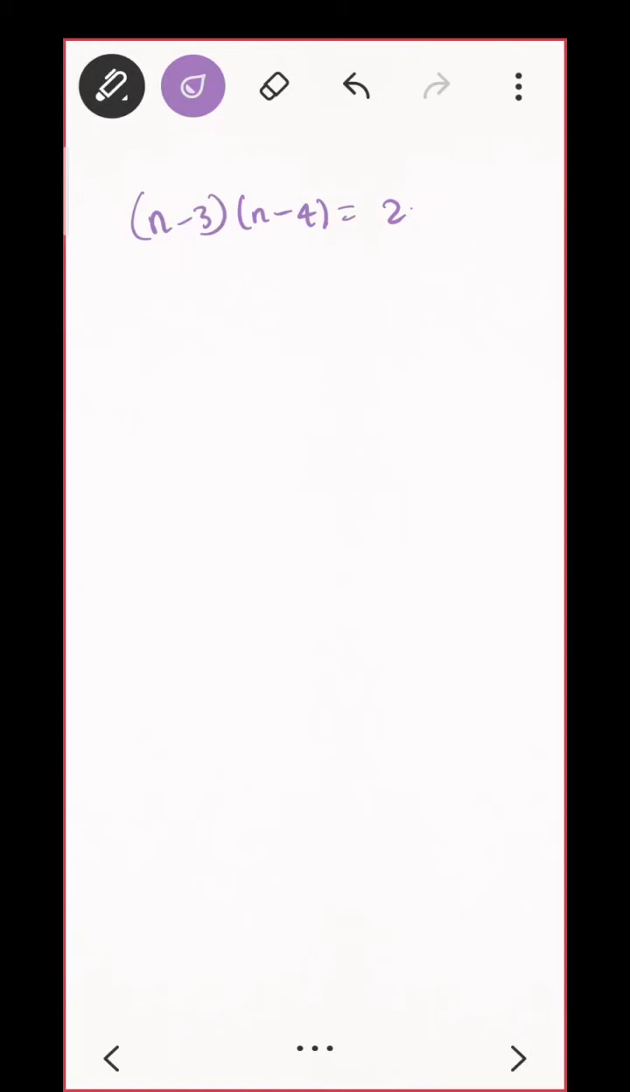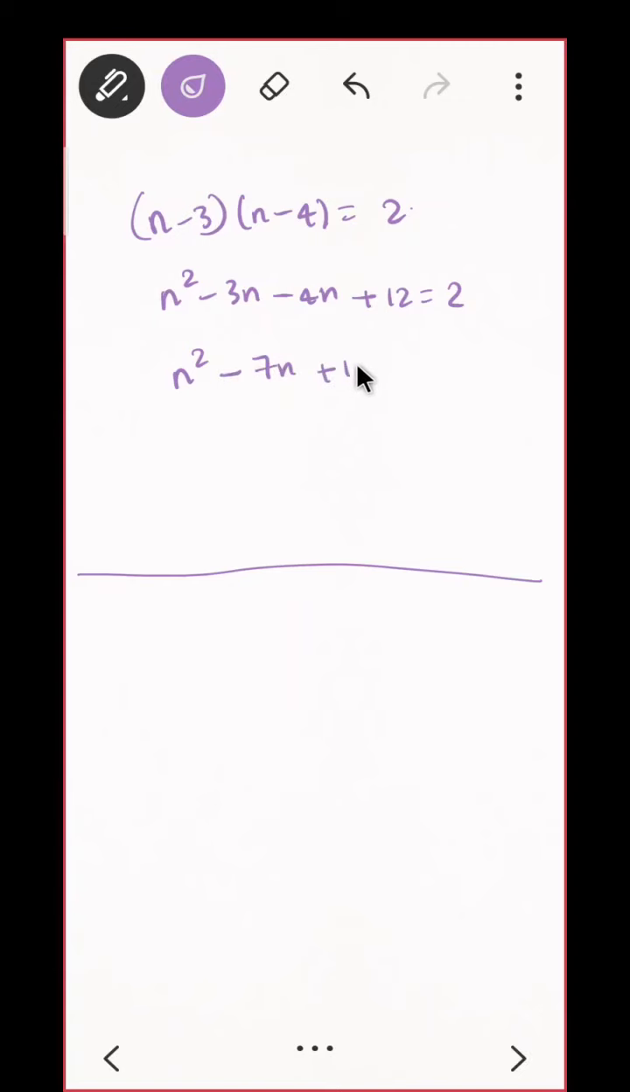What are the two possibilities? You can do one thing: you can either solve it and make it a quadratic equation. Do you know that quadratic equation? Or, let me, I will solve it in two ways. In the first case I will solve it as a quadratic. Open the bracket: n square minus 3n minus 4n plus 12 is equal to 2. Is that okay? So what do you have? n square minus 7n plus 10 is equal to 0. Factorize it and you will get the value of n.